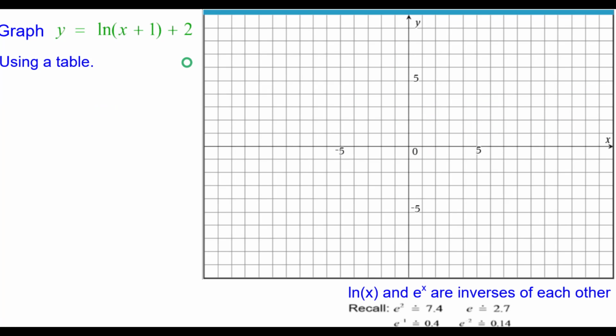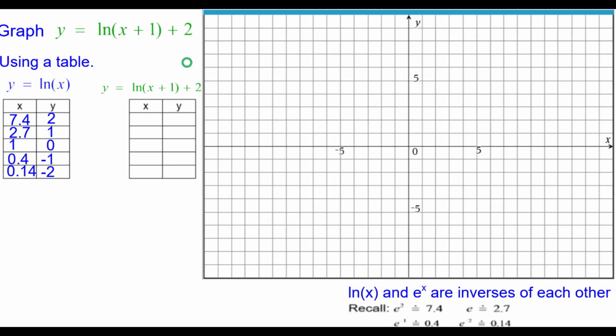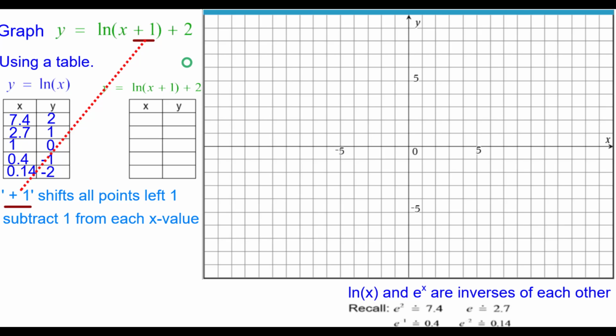Second way, using a table. Again, these are the things we need to recall about being inverses and the powers of e. Here are 5 points on our natural log function. Again, the plus 1 shifts all points left 1, which means we have to subtract 1 from each x value. So 7.4 minus 1 is 6.4. 2.7 minus 1 is 1.7. And we're going to ask you to pause, finish the x values, and resume when you're ready.